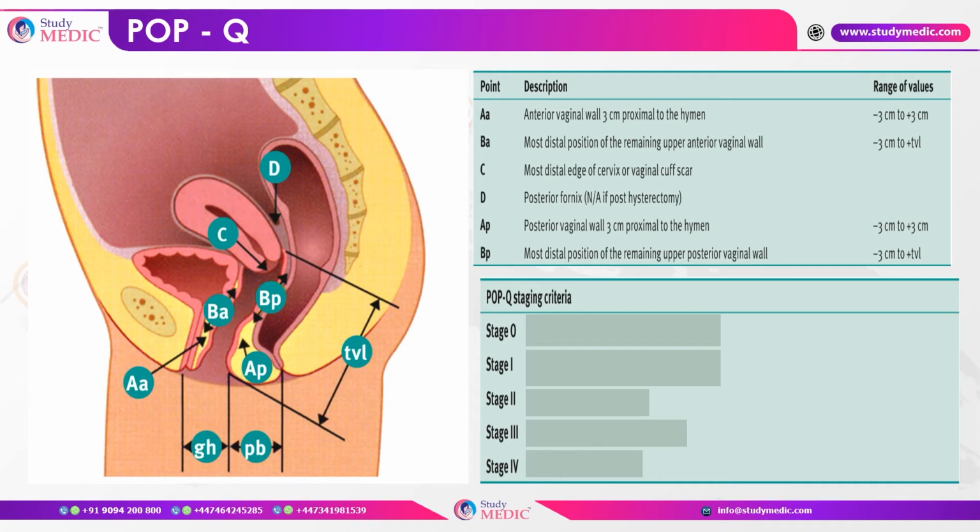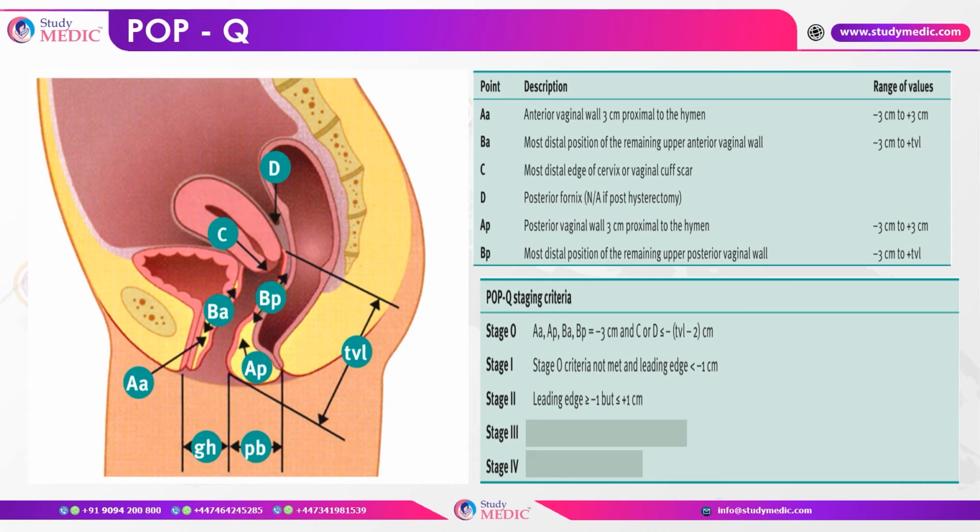It's not enough knowing only what the points in the POPQ system are. You should be able to stage the prolapse as well. So stage 0 is whenever all the points are in their normal position. Stage 1 is when criteria for stage 0 are not met and the leading edge of the prolapse is less than -1 centimeter. Stage 2 is when the leading edge is more than or equal to -1 but it is less than +1 centimeter. That means point A sub A has moved down.